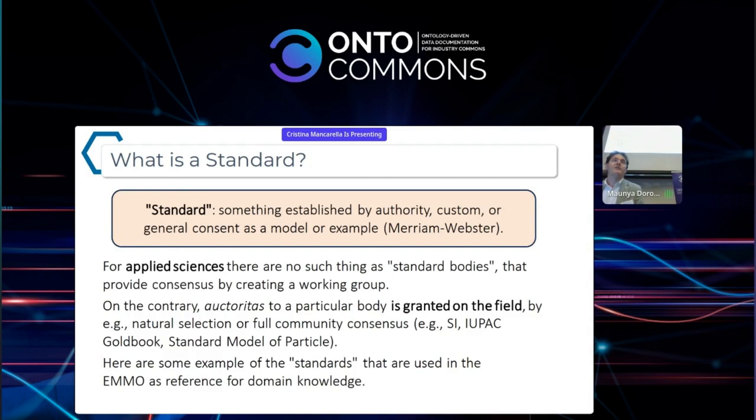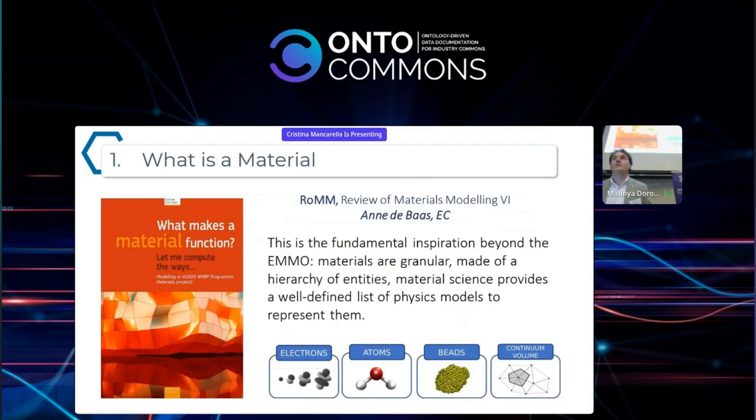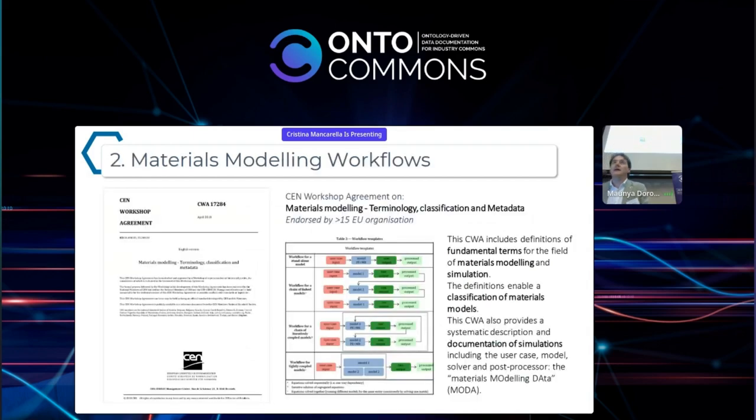So here I'm going to present you some examples of usage of such standards in the EMMO. So let's start with the first standard that we use to build our ontology. This standard has its authoritas from the Commission, that is the body that is funding us, at least the project initiatives. It provides a guideline that has been used and is currently used in the European program to define what a material is and what material modeling should be addressed. So the EMMO is based on such a standard that, as I pointed out yesterday, provides the conceptualization needed for this ontology to describe materials.